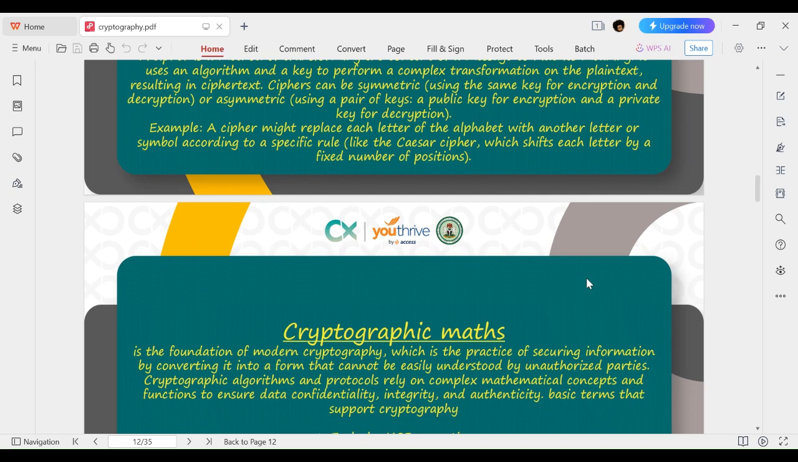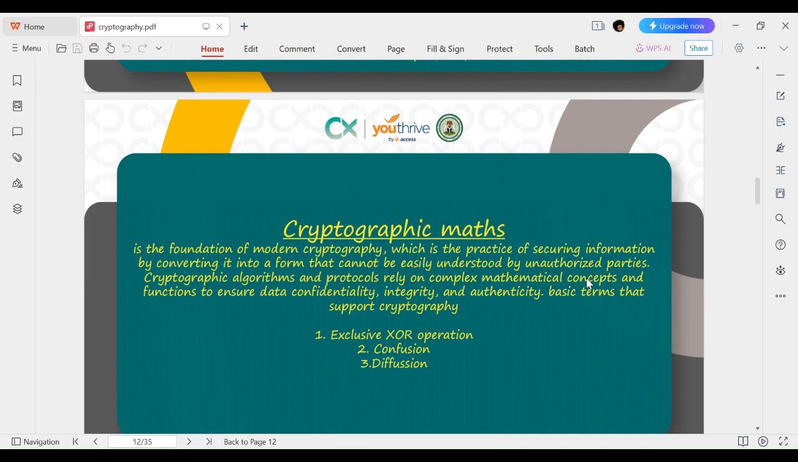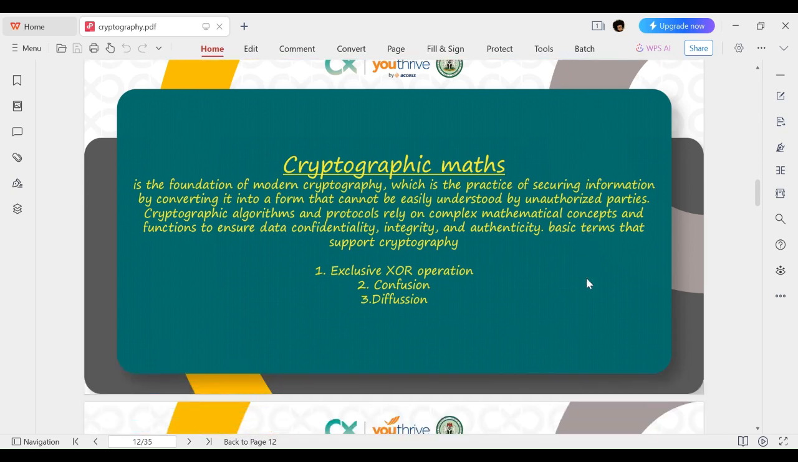So, cryptographic maths. Cryptographic maths is the foundation of modern cryptography, which is the practice of securing information by converting it into a form that cannot be easily understood by unauthorized parties. Cryptographic algorithms and protocols rely on complex mathematical concepts and functions to ensure data confidentiality, integrity, and authenticity.